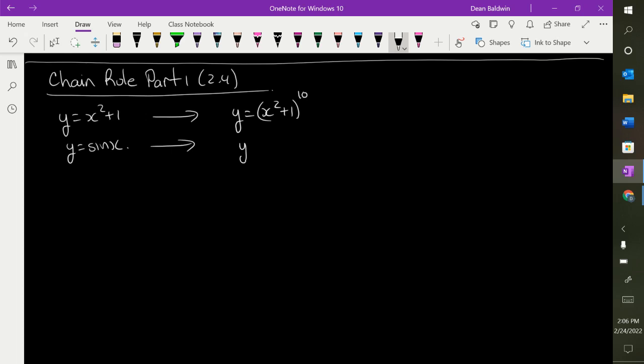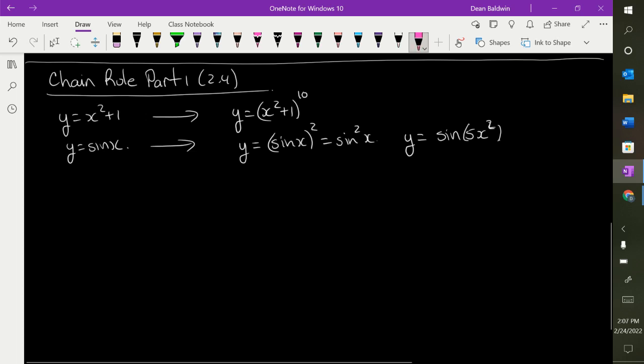Now, sine of x becomes complicated if you write sine of x all squared, which is written as sine squared x. So again, the sine is inside of the square. Or you write y is equal to sine of 5x squared. So what's inside of the sine, the 5x squared, is now inside of the sine function. So you have a function inside of a function. The key point when deciding when to use chain rule is recognizing an inside and an outside function.